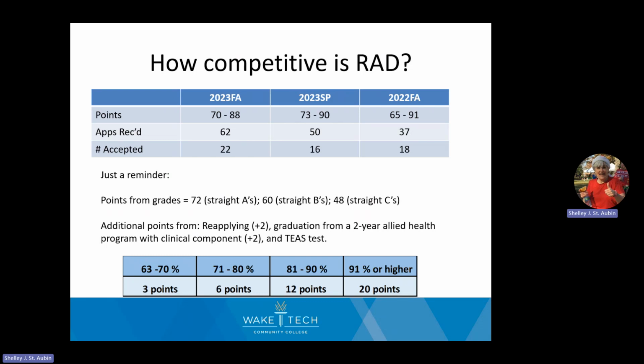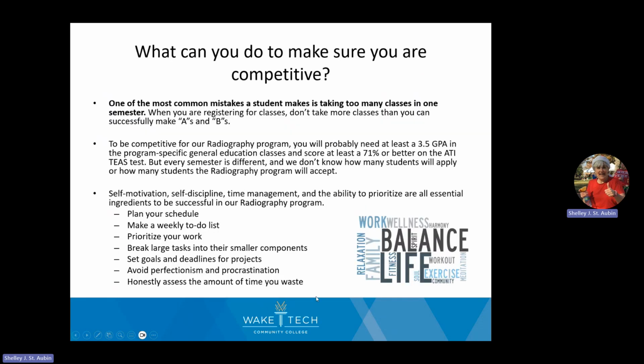So normally we really do recommend that you have about a 3.5 GPA, along with doing well on the TEAS. So you want to have that combination to be competitive for our radiography program. How can you make sure you're competitive? We can't stress this enough. Don't take too many classes in one semester. You want to take as many as you can, and you can still make A's or B's in.